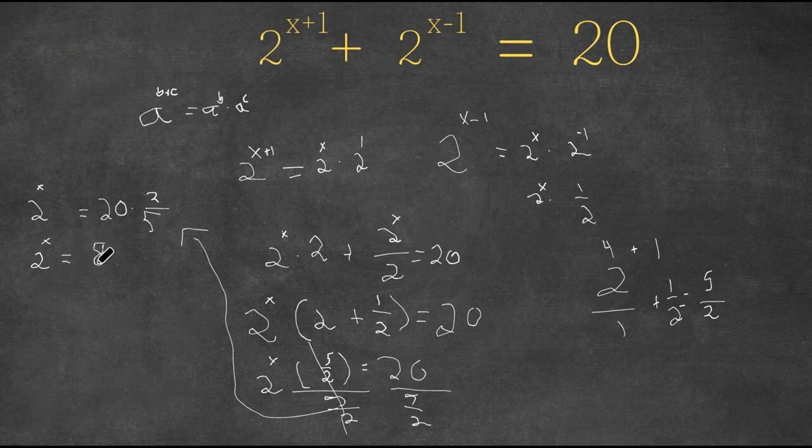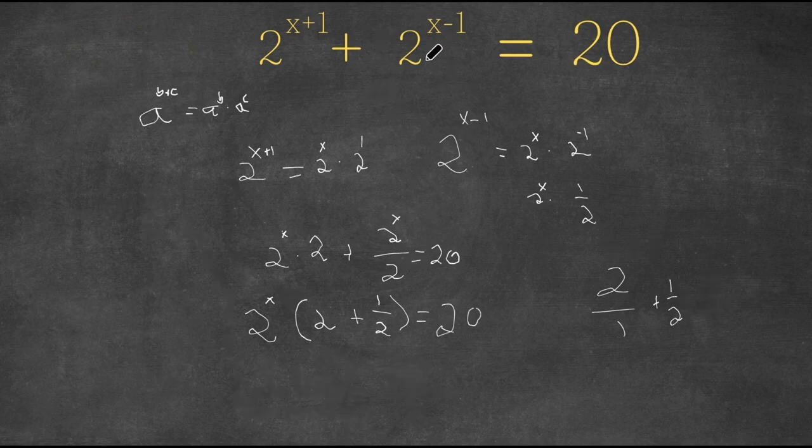2 to the power of x equals 8, so 2 to the power of what equals 8, and as we all know, that is 3. So x equals 3 is our answer. So now why don't we go ahead and plug this into our equation and see if it is right.